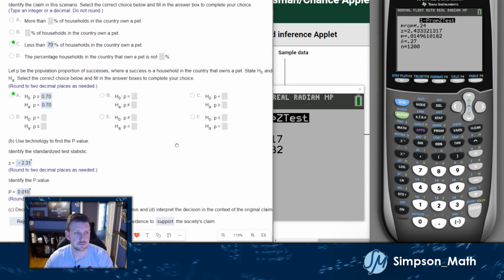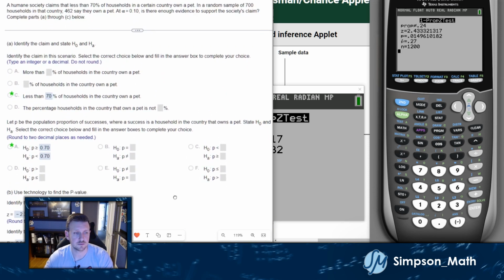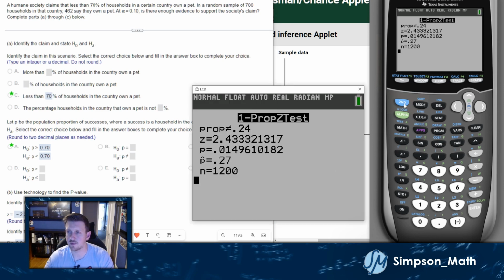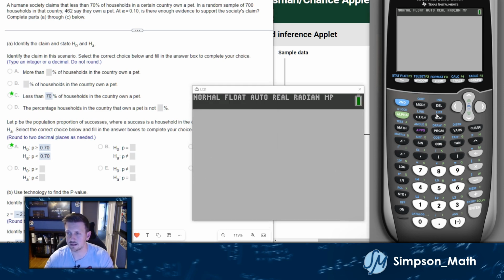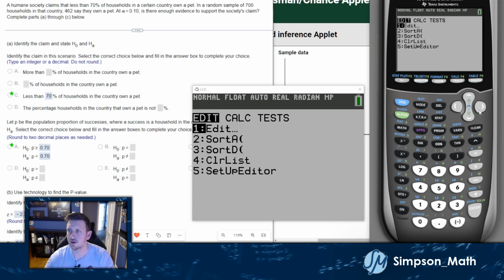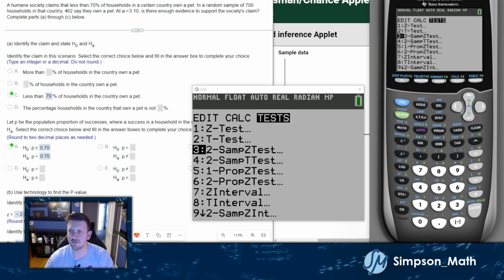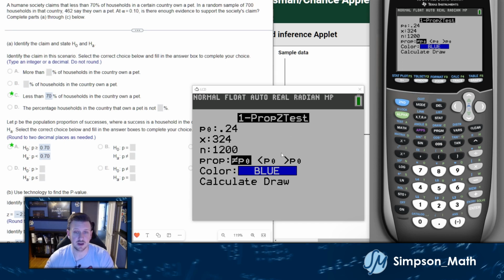7.4.15. So I'm going to press second quit to kind of clear this. Go back to stat, go over to tests, down to 5, or I could just press 5. And then there's stuff already here. I'm just going to type over it. 0.7, enter. This time they give us my number of successes, 462, so I don't have to do any multiplication, over my sample size of 700.